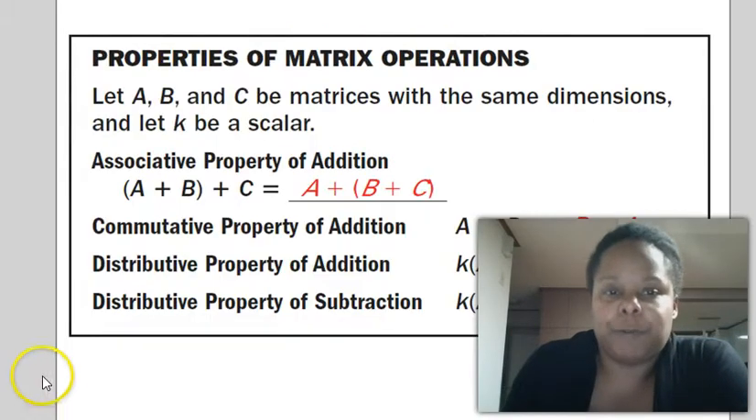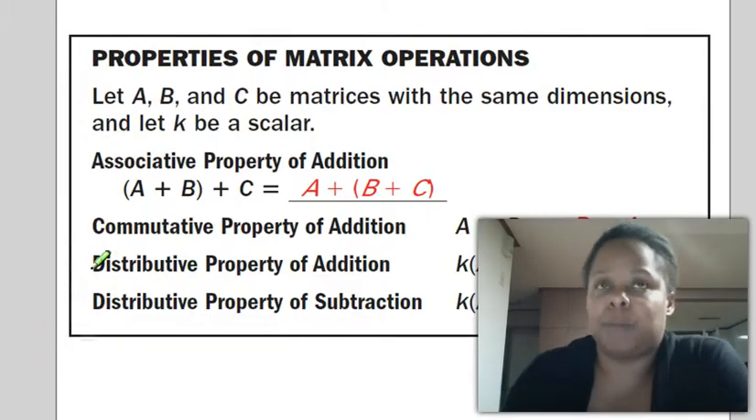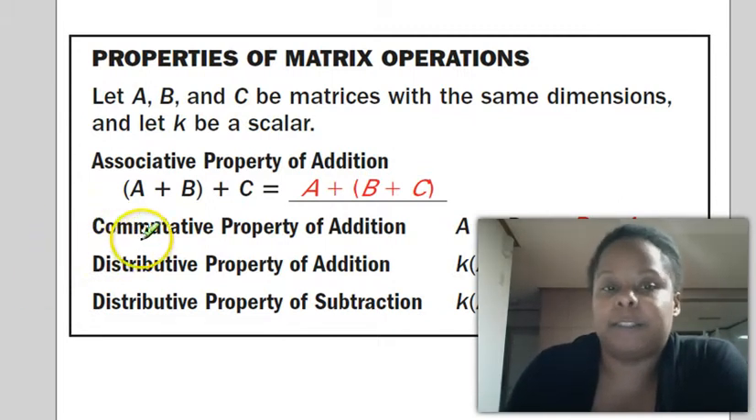Before it gets challenging, I want to review this. Since matrices are made up of nothing but numbers, they hold the same properties as numbers. So we have the associative property. And in this case, A, B, and C are not numbers, but they're matrices.